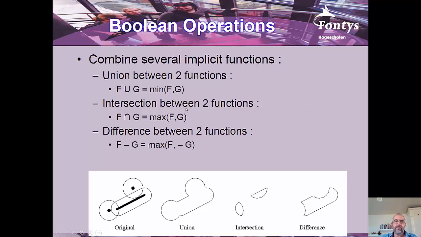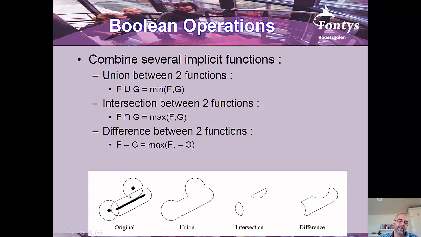Well, let's skip this for the moment. What we can do is, if we have a number of implicit functions, we can combine them. And that is a lot like set theory. We can take the union of two implicit functions, or the intersection, or the difference.